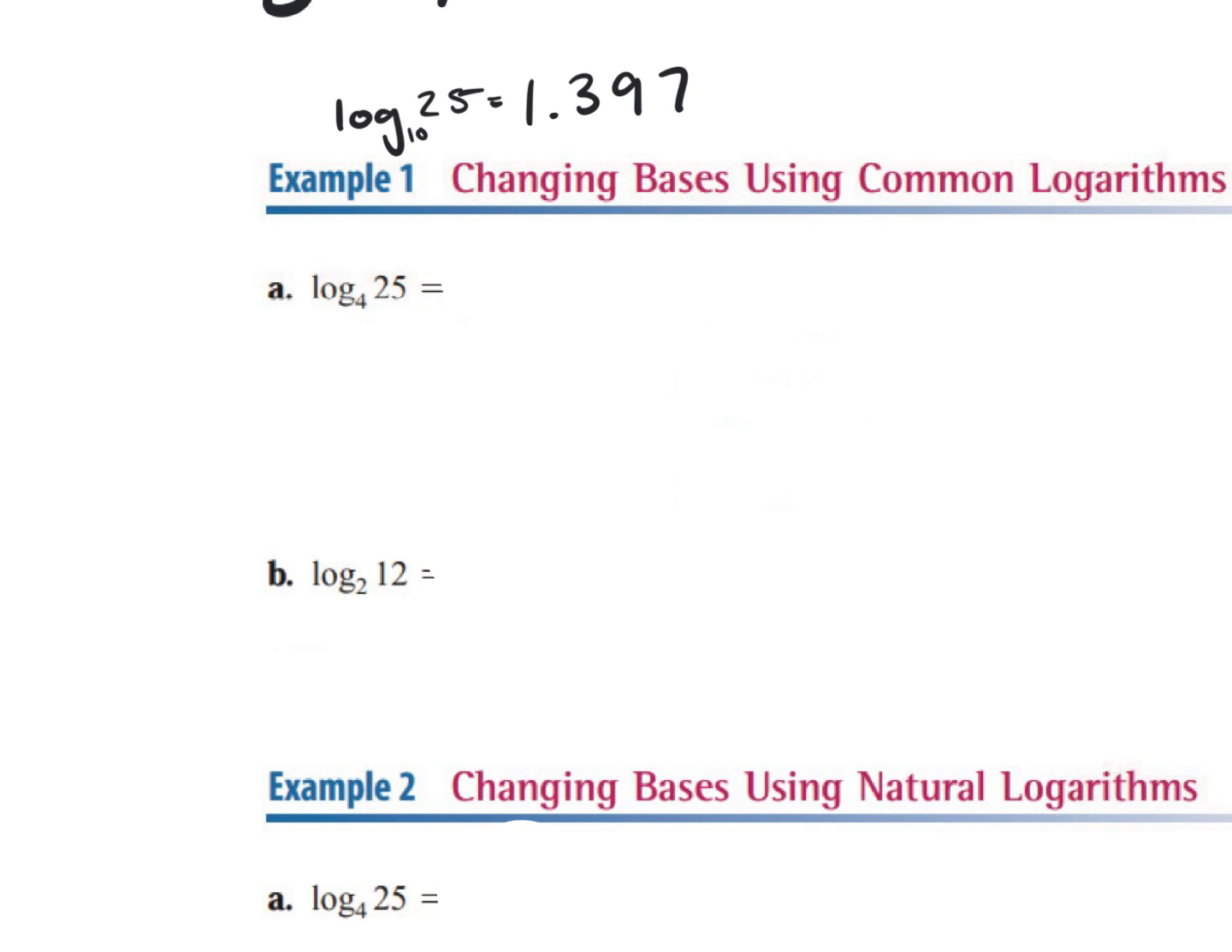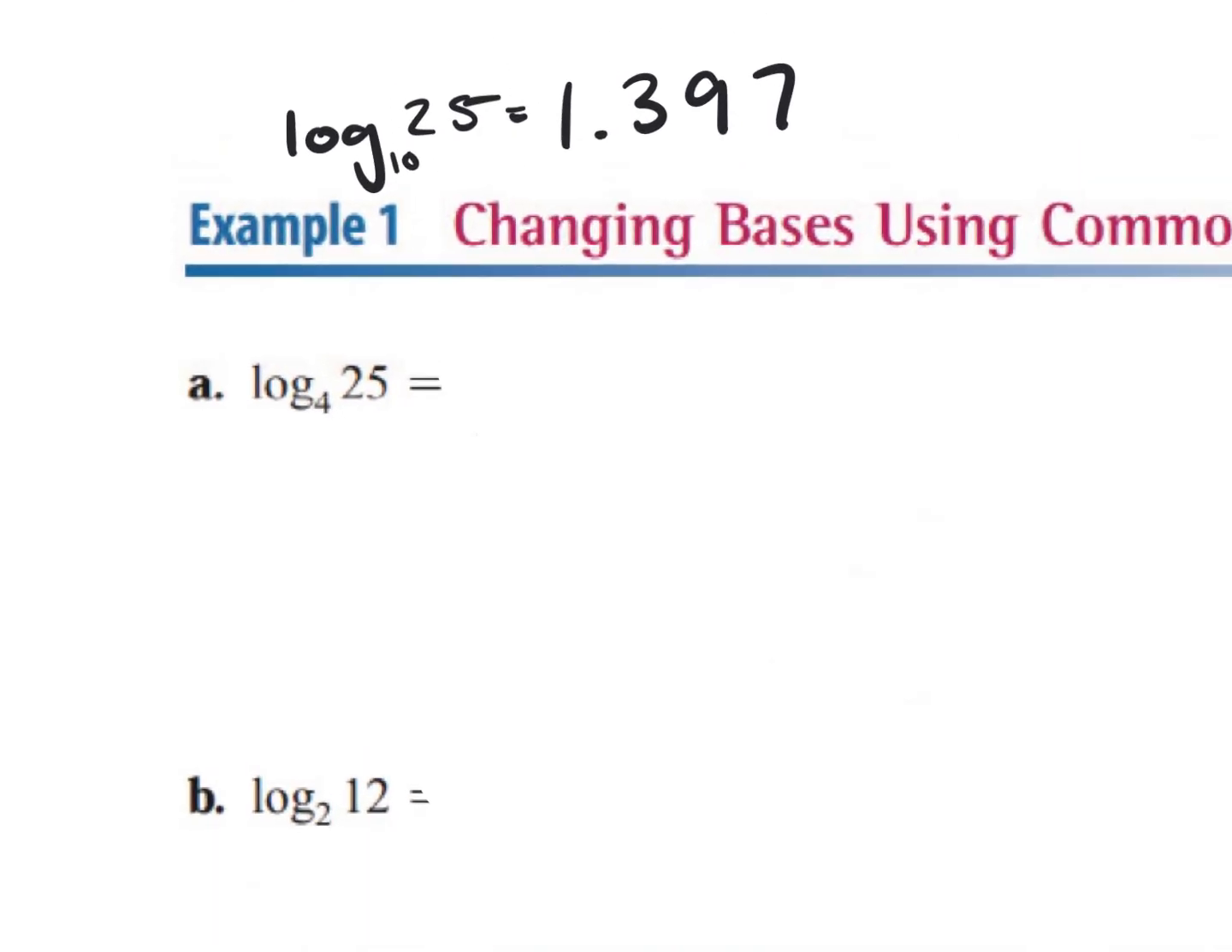So if we have a log with a different base that's not 10, we're going to use our change of base formula. To put this in the calculator, we're going to do the log of 25. So the big number goes on top, the base goes on the bottom. So think base, bottom. Then we have log of 4 on the bottom.